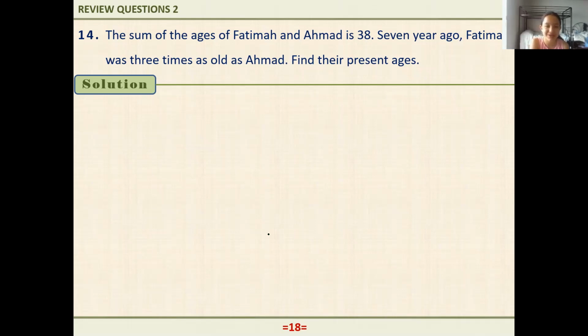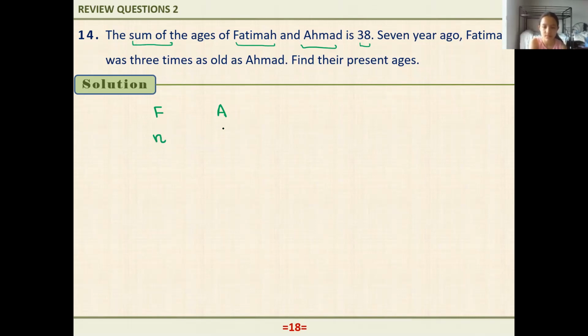Very good. Now tell me your idea. Again, similar question, right? It says the sum of the age of Fatima and Ahmad is 38. Okay, we are talking about now, right? Let me just write here Fatima's age and Ahmad's age. Okay, so let's say Fatima's age is N.